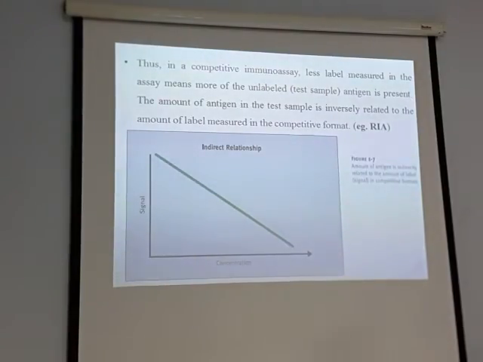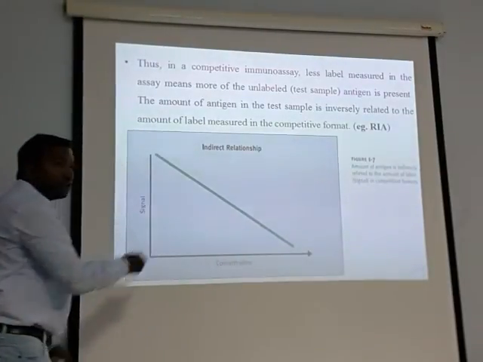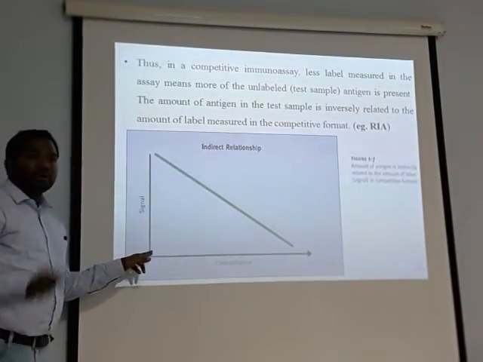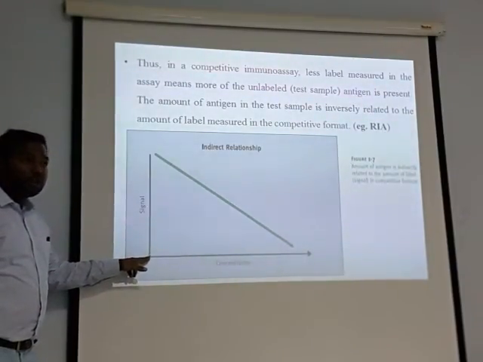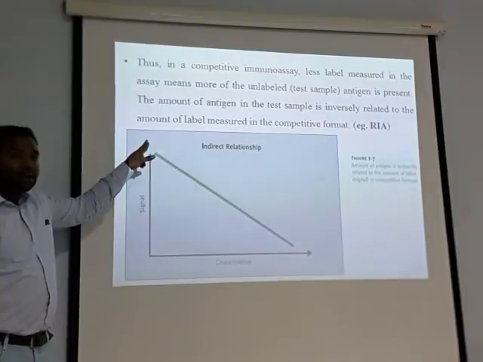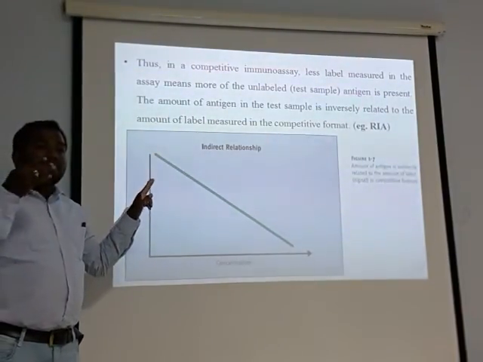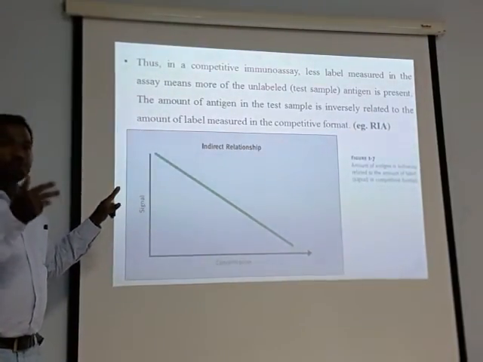See, if you take this graph, if there is less labeled antigen present, the signal will be high. It indicates that more unlabeled antigen is present in the sample. Okay, that is more positive.